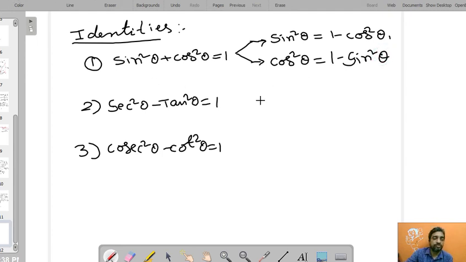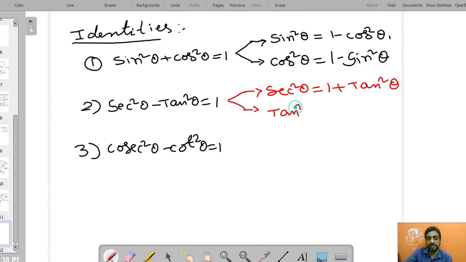Now, coming to the second identity. Secant square theta is equal to, send tan square to the right hand side, 1 plus tan square theta. Now I want tan square theta, so send 1 to the left hand side. Then it becomes secant square theta minus 1.